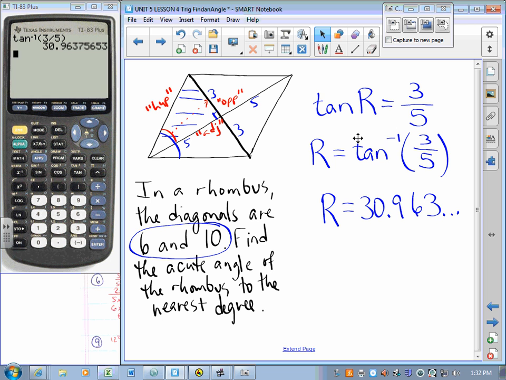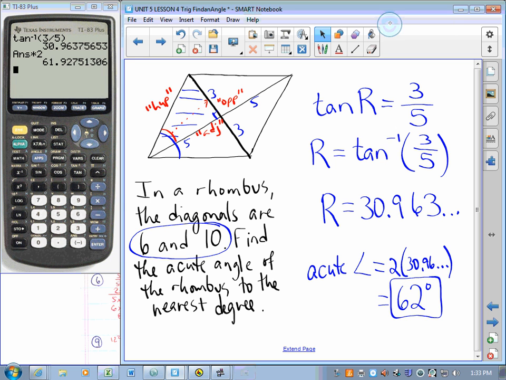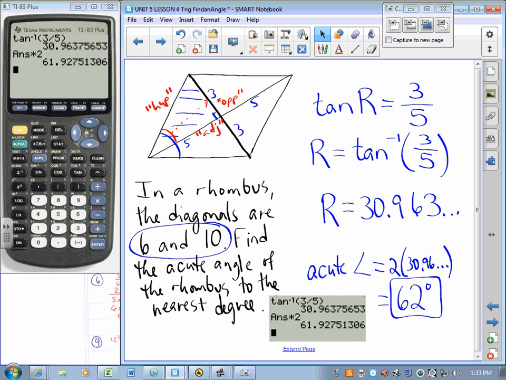Because I don't want that angle. I want double that angle. And so the acute angle is twice that. So I come to my calculator and I get, to the nearest degree, 62 degrees. We do not round until the very end. The reason we do not round until the very end is because there could be rounding mistakes that happen in the middle of your problem. So you want to round at the very end.